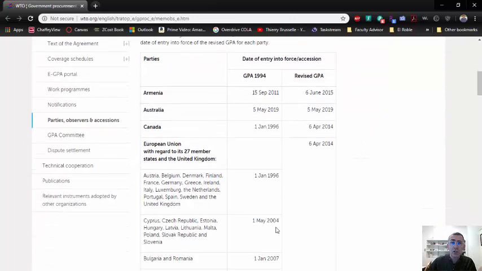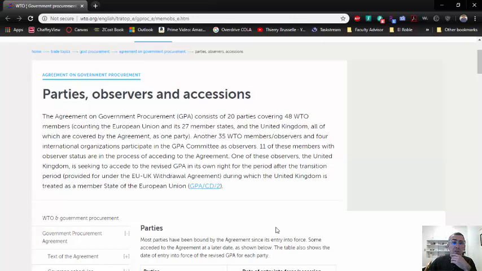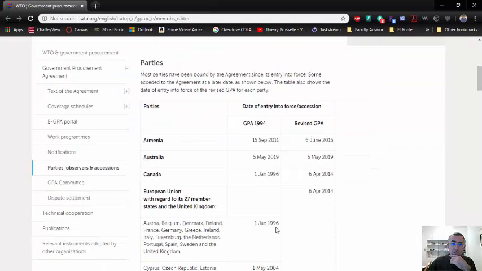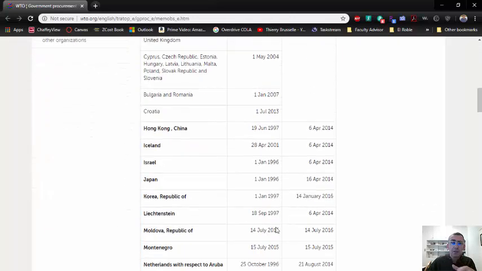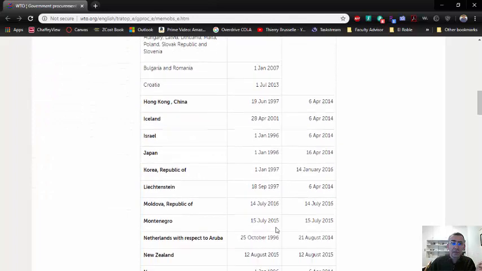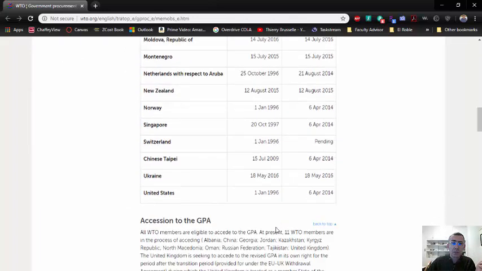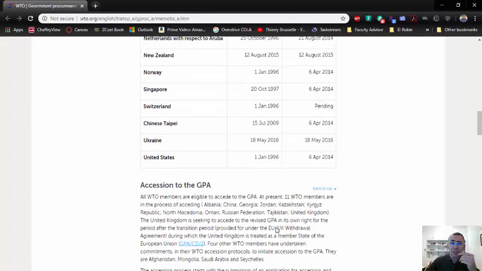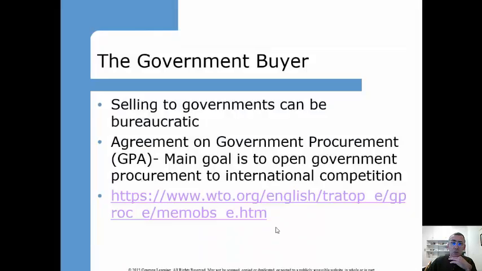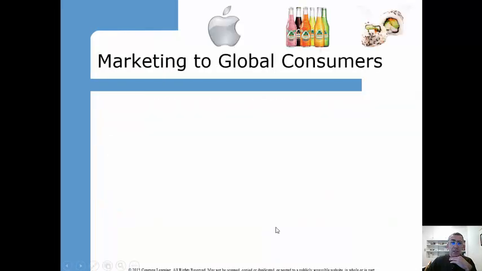So here are some of the countries involved, right? Notice again, 1994 is not that long ago. Some revised their GPA, it's called, by the way, the Agreement on Government Procurement. These are the countries that have ratified the agreement. The United States entered into this agreement in '96 and revised it in 2014. So we are now part of that.